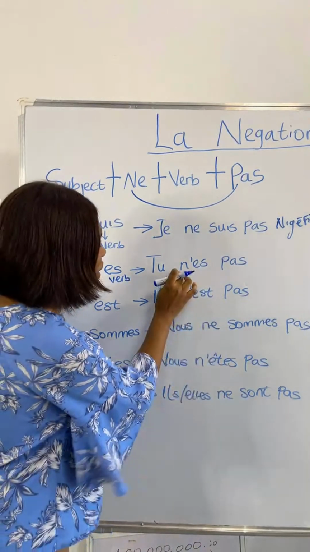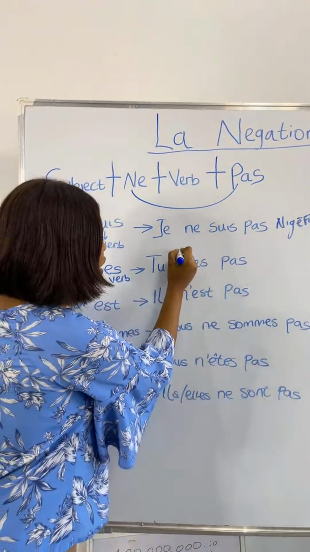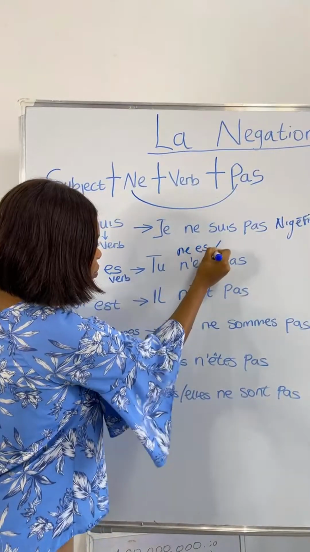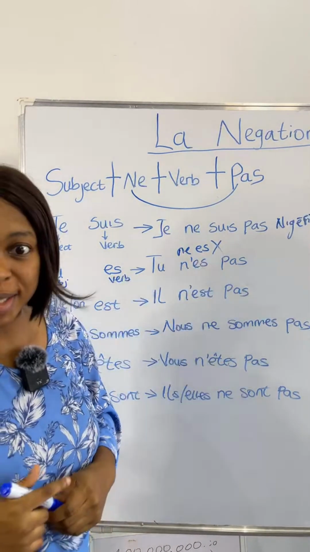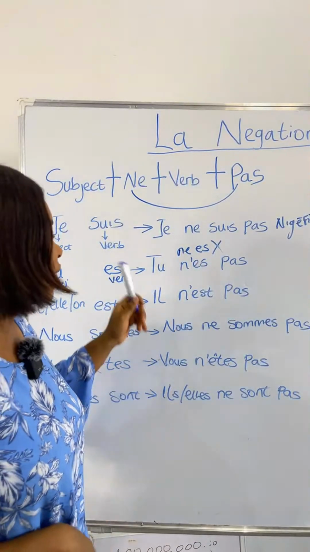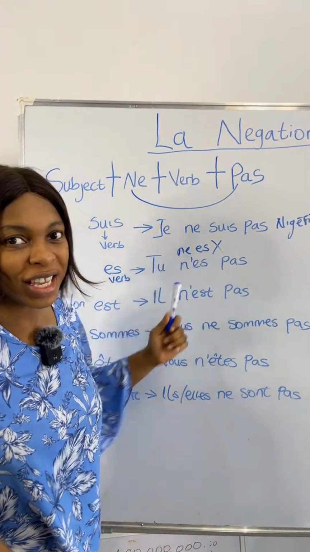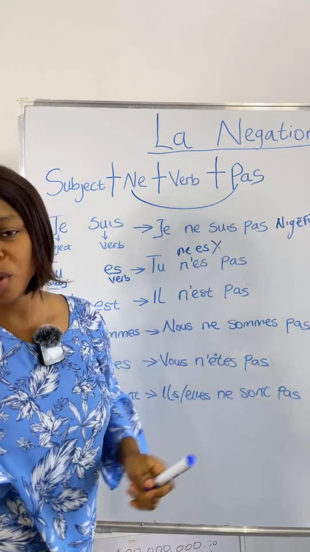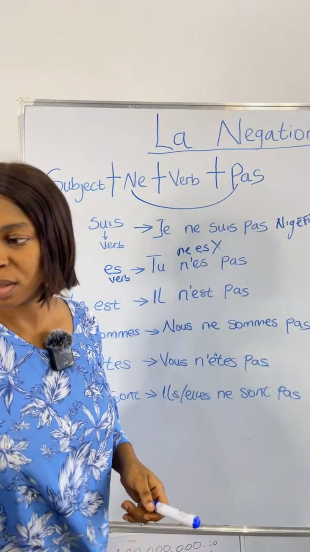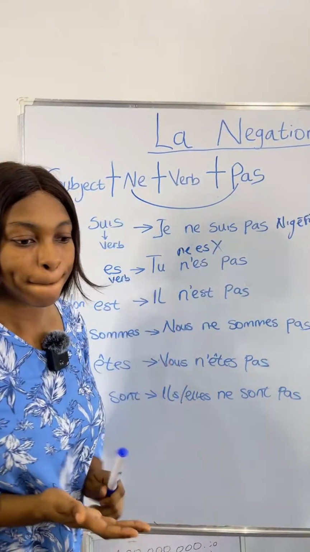You see that it's now n apostrophe. It's not N-E. Can anyone tell me why? I'll be reading your charts to see why it is n apostrophe e-s. Why is it n'es? Why is it not ne es? So who can tell me why?